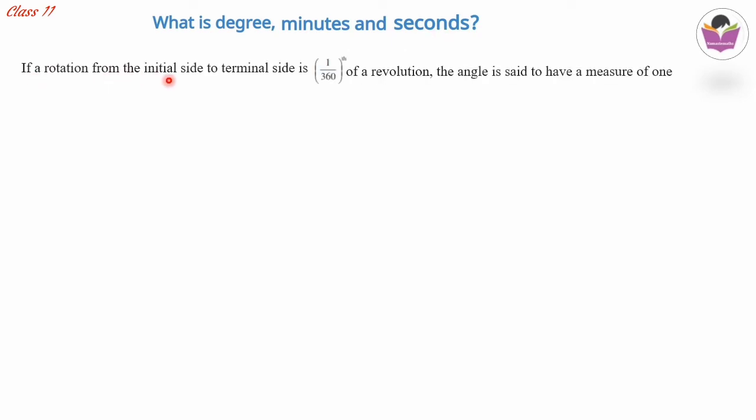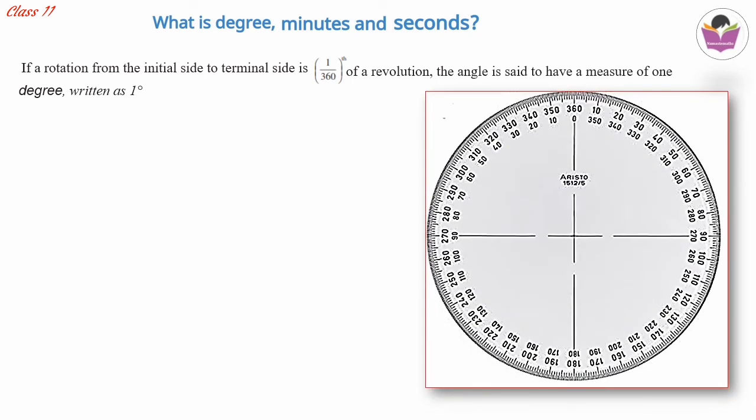If a rotation from the initial side to the terminal side is 1/360th of a revolution, the angle is said to have a measure of 1 degree, written as 1 with a small zero as the power. This is the way we represent 1 degree. Let me explain in detail by using a diagram. One full circle has a total angle of 360 degrees. One full circle is divided into 360 equal portions, and 1/360th of a revolution means if you take one portion out of this 360, that is called 1 degree.